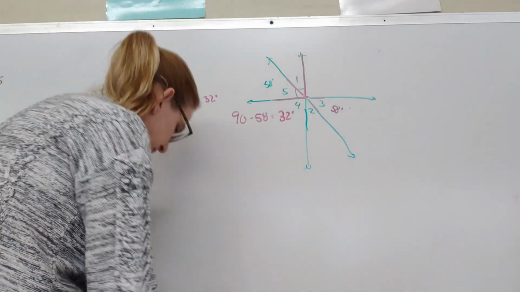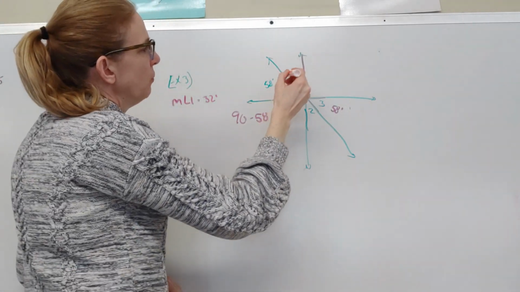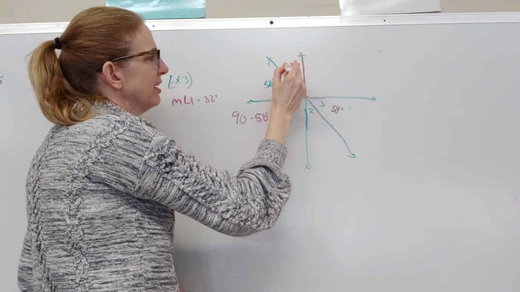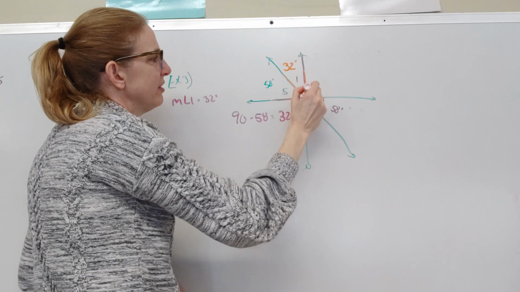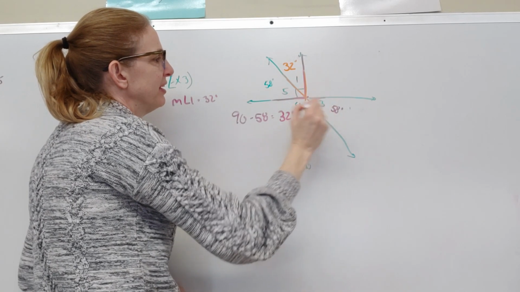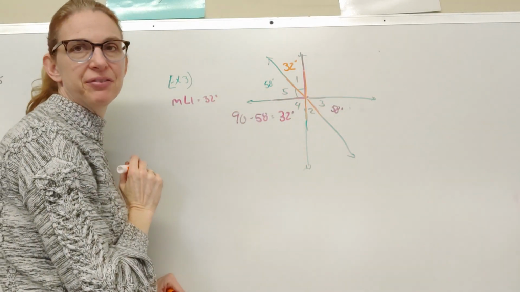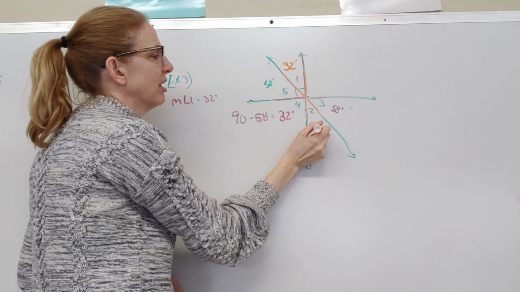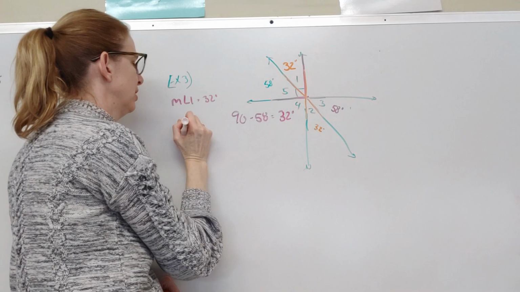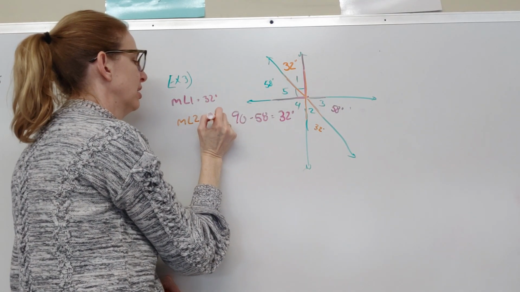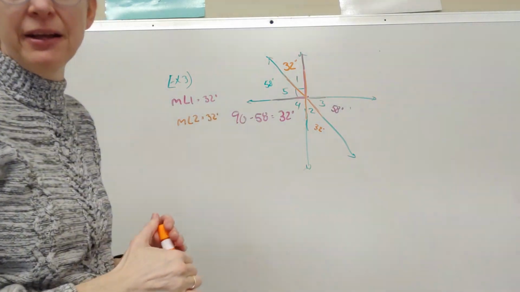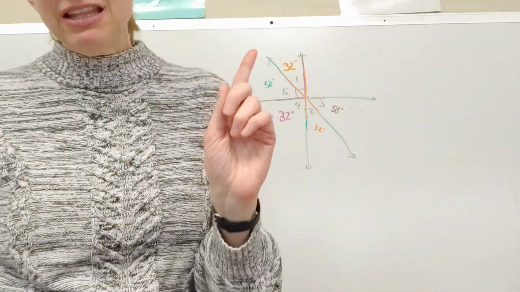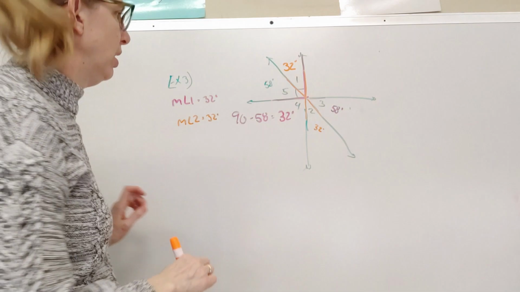Now, check this out. Well, I know this angle is 32 degrees. And look at what is its vertical angle. What is opposite it? Angle 2 is opposite. So if angle 1 is 32, guess what angle 2 is? 32. Now you get to pause the video and do quick check 3, which is to find the measures of angle 3 and 4.